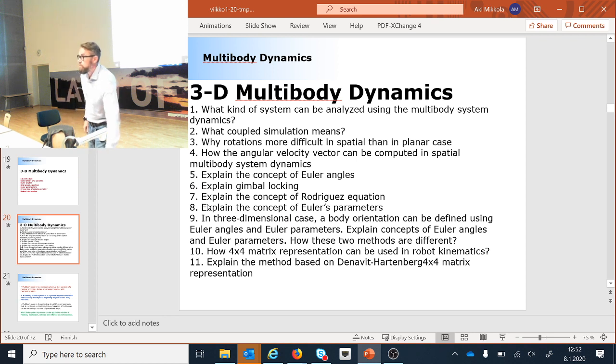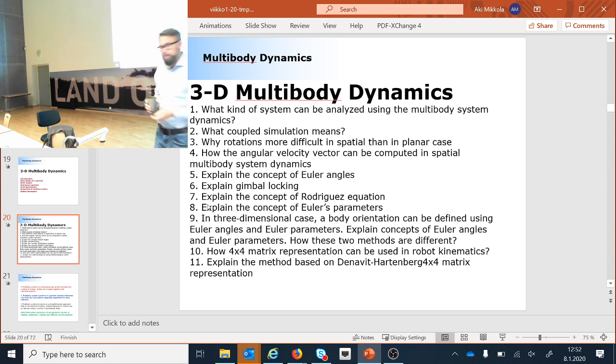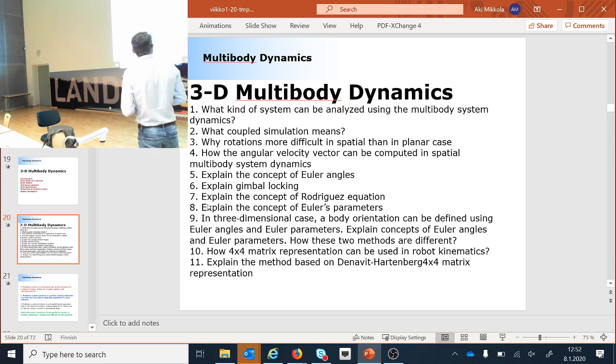These are the questions that are related to this subject matter. Now, if you look at the questions, number two is coupled simulation. We haven't really thought about that yet, but we will a bit later.